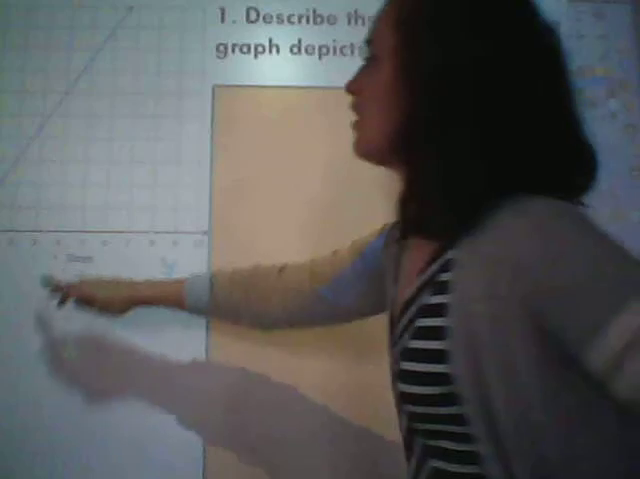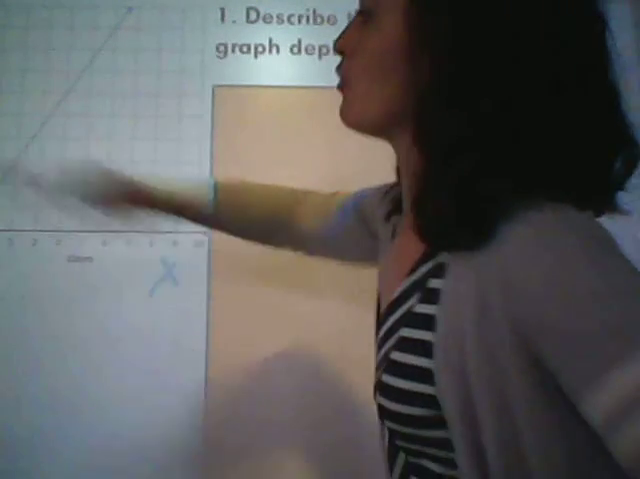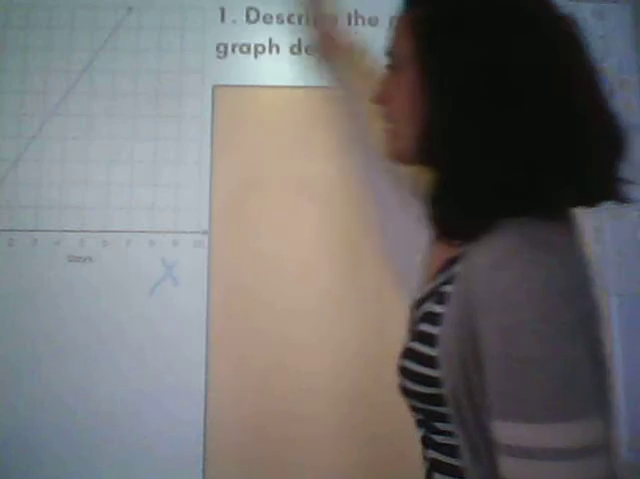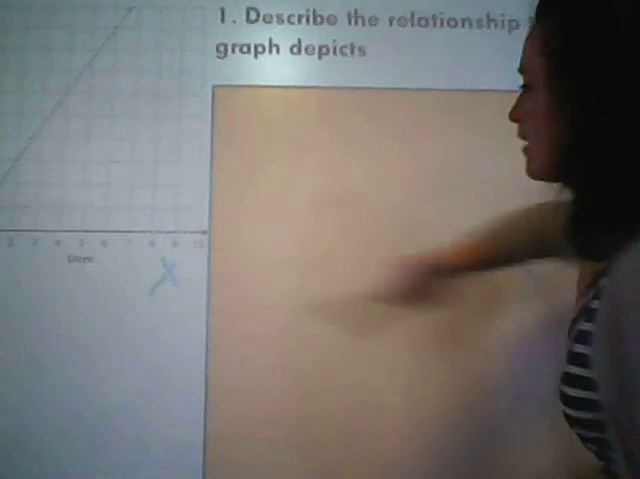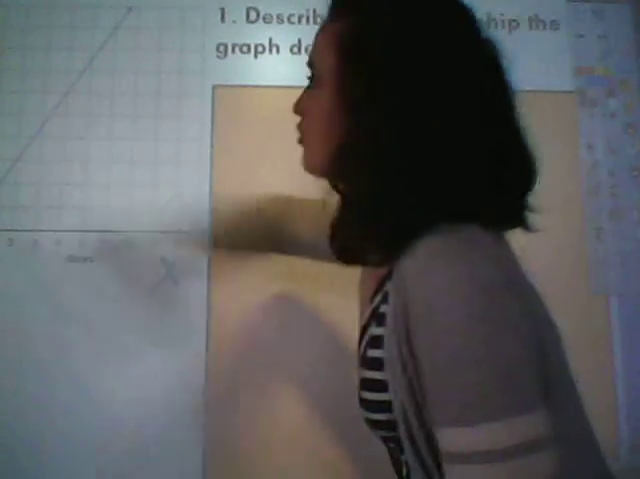I want an answer like this. The graph depicts a proportional relationship between the number of days and the amount of jam made in liters. That's exactly what I want. Again, we know this is proportional because it starts at 0, 0. It is a straight line. And then I compared my units of days and jam made in order to describe my relationship of my graph.